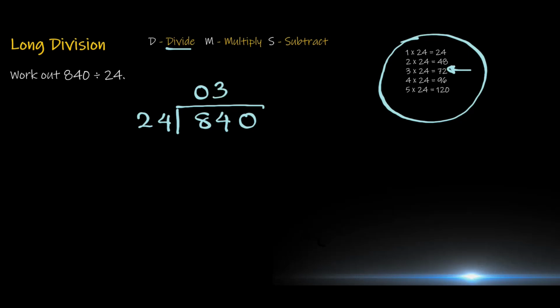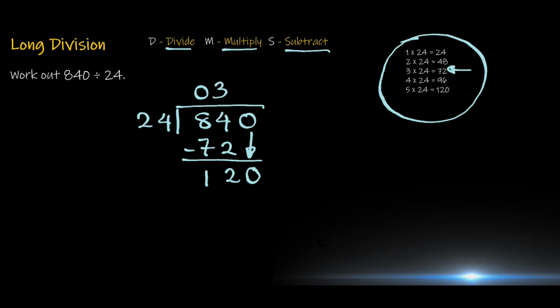I've just done the D in the DMS. Then I'm going to do multiply. I'm going to multiply 3 times 24, which is 72. Then I write it just below the 84. Then I subtract, which is the third process in the DMS method. 4 take away 2 is 2, and 8 take away 7 is 1. Then I bring down my 0. So now I have 120.